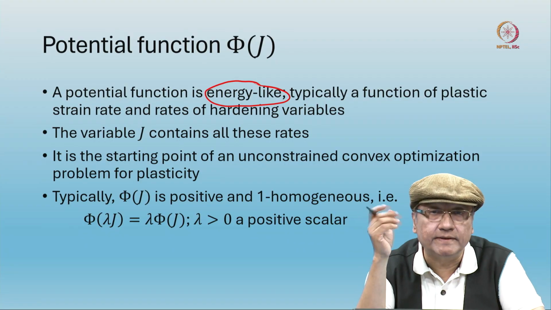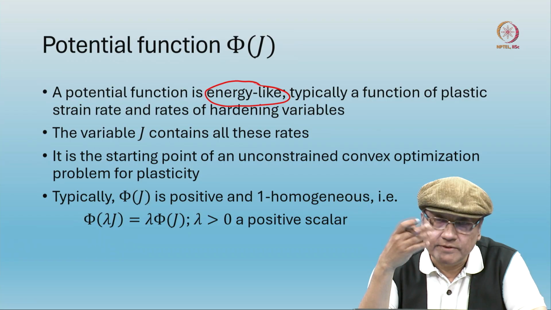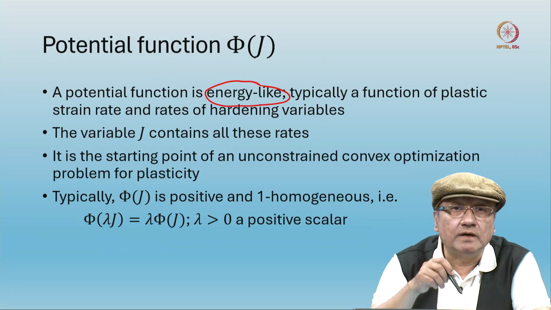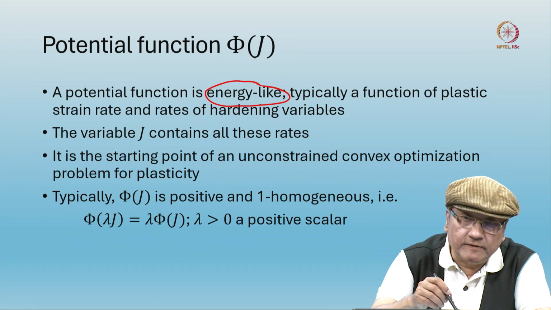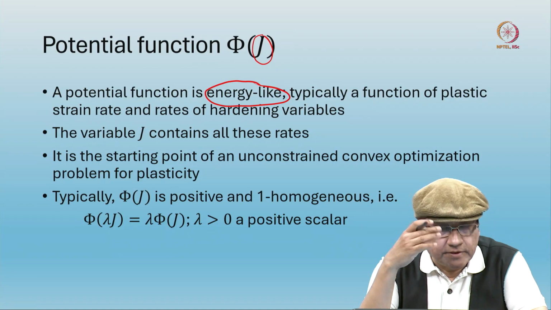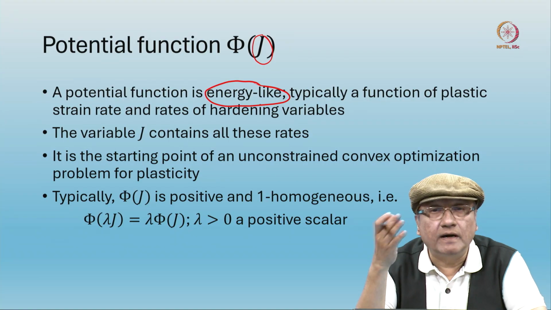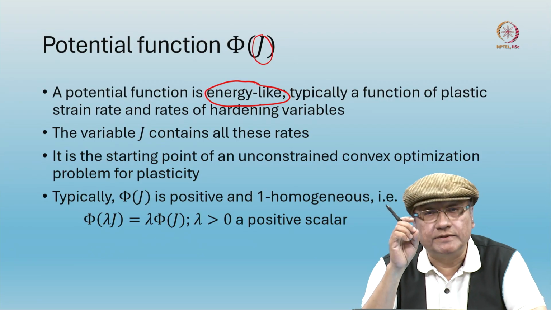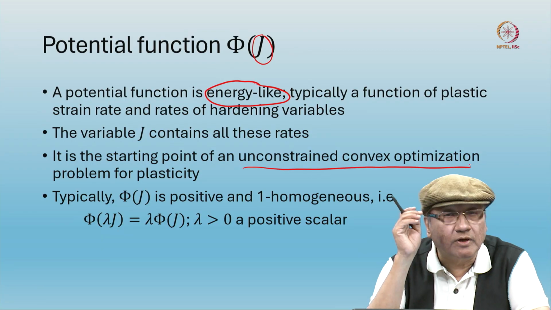We have already discussed hardening. This hardening could be in the form of kinematic hardening or isotropic hardening. So these variables will also enter the arguments of the potential function phi. The argument of the potential function phi, we are calling it J. It contains the plastic strain rate and the hardening variables, and this constitutes the starting point to define an unconstrained convex optimization problem for plasticity.